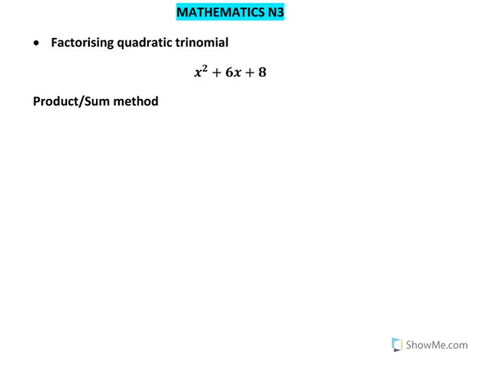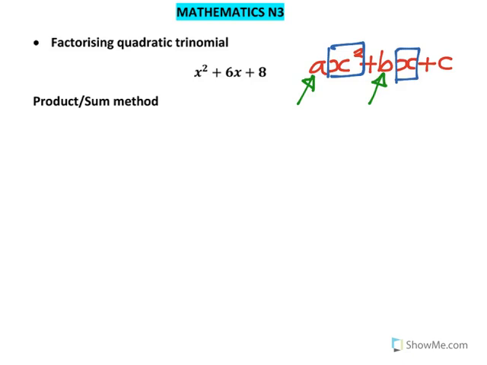What do we mean by a quadratic trinomial? This is an example of a quadratic trinomial. In general form, it is given like this: ax squared plus bx plus c. In this case, you can see what we mean by a. We say the coefficient of x squared. If I look at the coefficient of x squared, it is a. The coefficient of x is b. And c is the number on its own there.